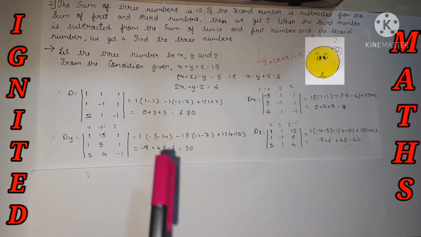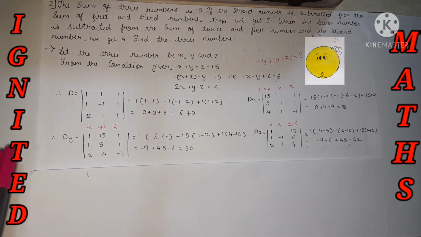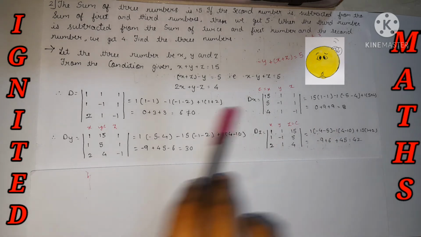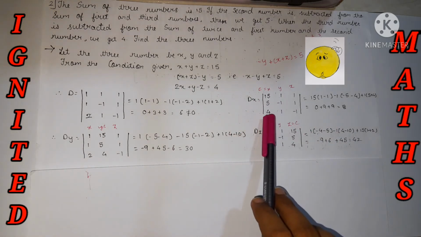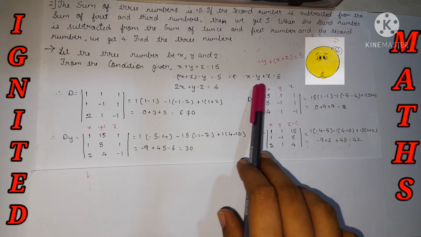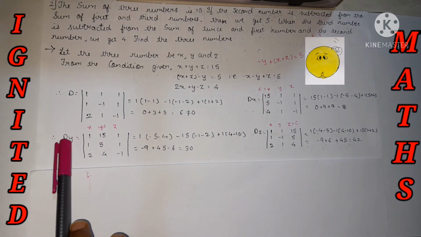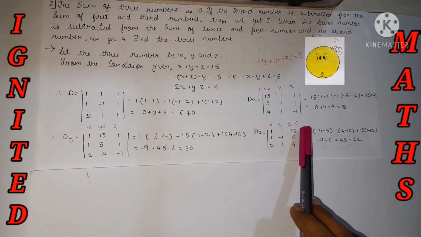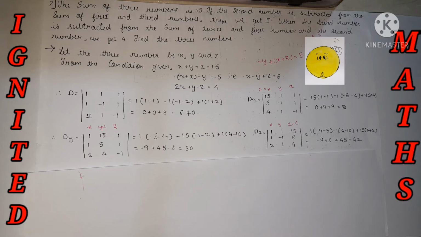No need to worry about it. The only condition is D should be not equal to 0. The rest of the things will be absolutely the same. Over here in Dx, in place of the x variable coefficient we need to write the constant term; in Dy, in place of the y variable coefficient we need to write the constant term; and in Dz, in place of the z variable coefficient we need to write the constant term from the equation given. And we need to find the value of the determinant of 3 cross 3.